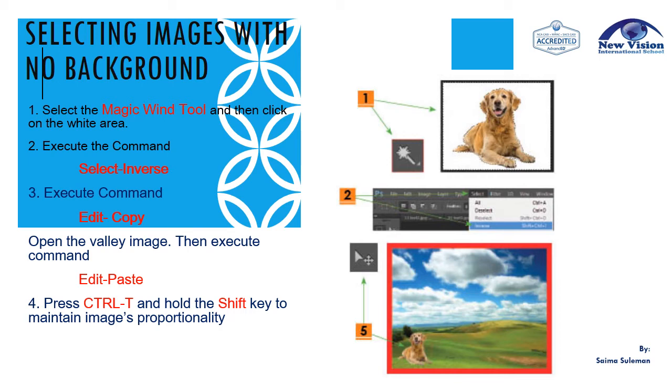Now press Ctrl T and hold the Shift key to maintain image proportionality. If you want to change the size of the picture, you can use the Ctrl T command with the Shift key, and you can resize the picture as you want. If you want a big picture or a small picture, you can just change the size by pressing Ctrl T. Now select the move tool to place the dog in the correct position.